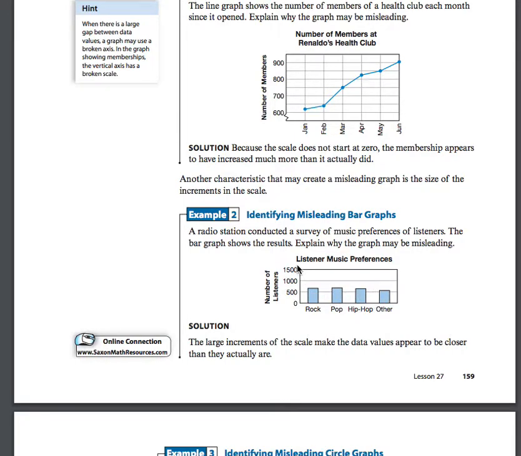If you change the scale over here, do you think you could see a difference between these? Because rock and pop and hip hop and other look really, really close, but you can't tell which is actually higher than the others. The large increments of this scale make the data values appear to be closer than they actually are. If there was a scale between 500 and 600, or between 500 and 550, you could tell that rock or pop or hip hop is that much more or that much less than the other. You could actually see that comparison. When you increase the scale, you can't see the difference between those values overall.